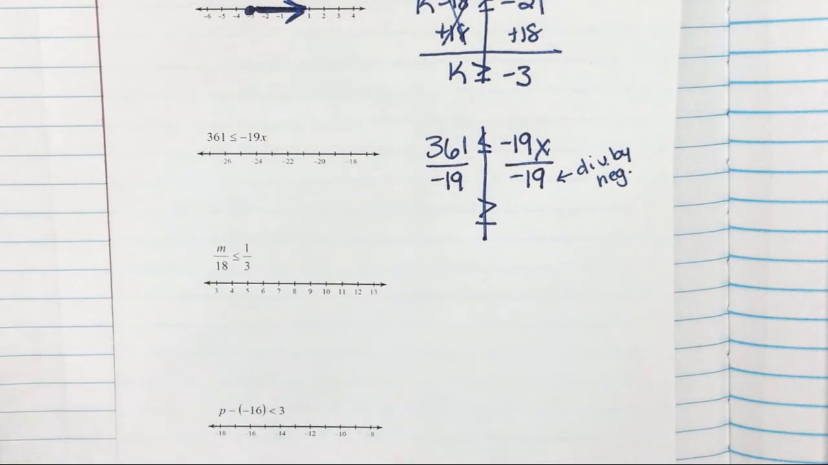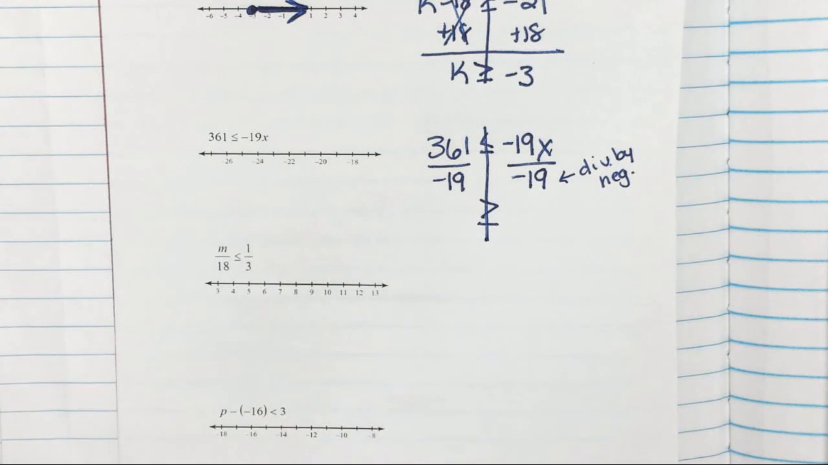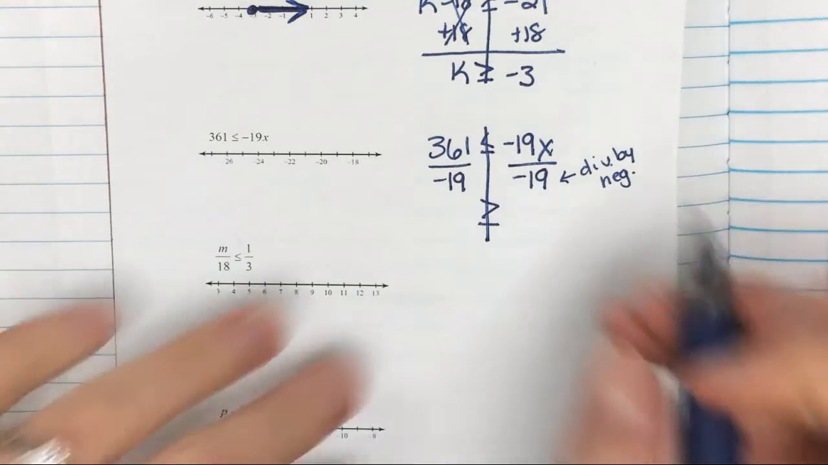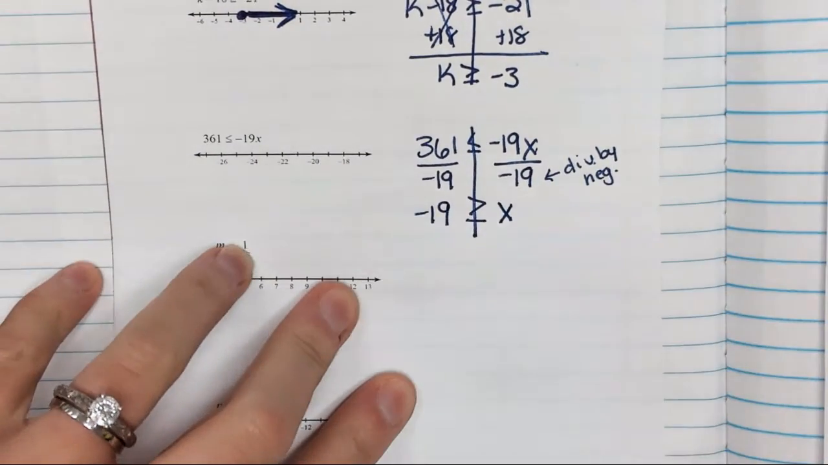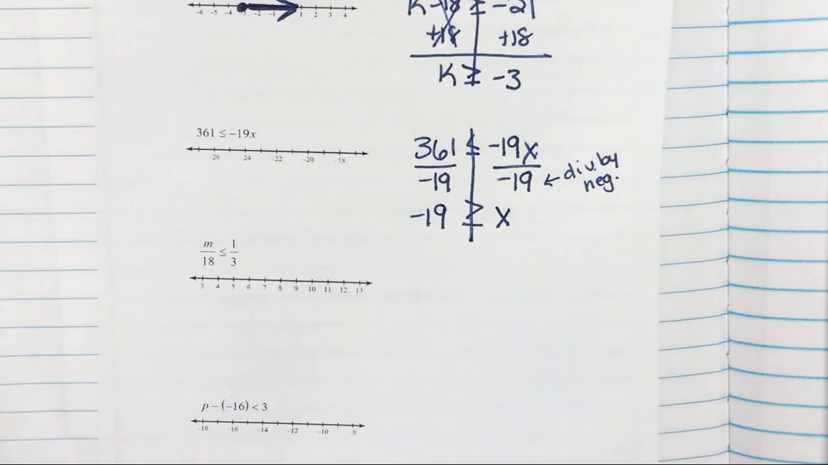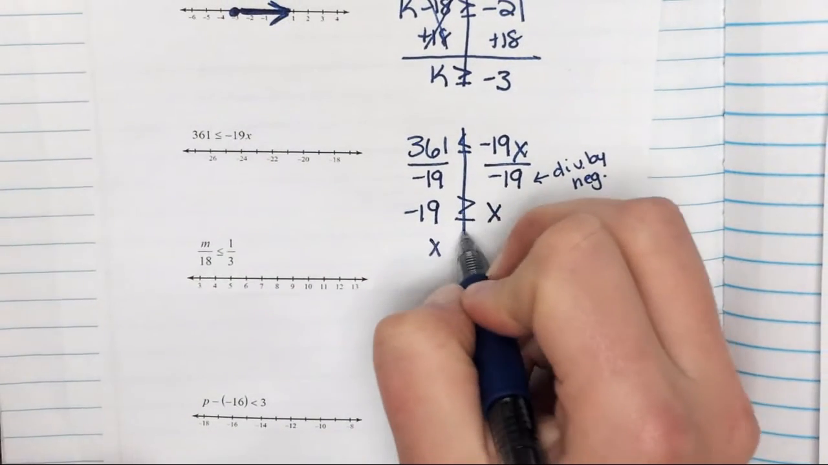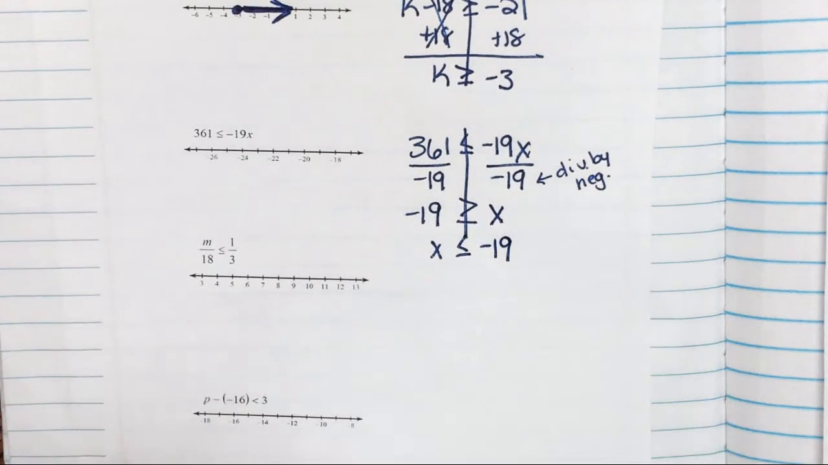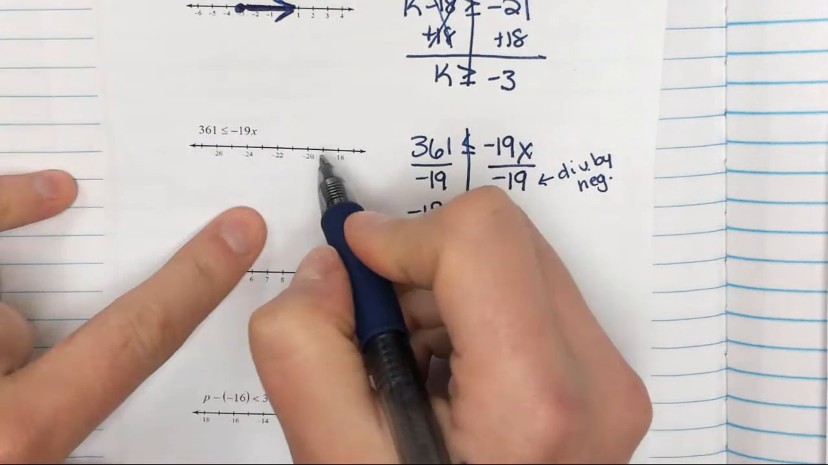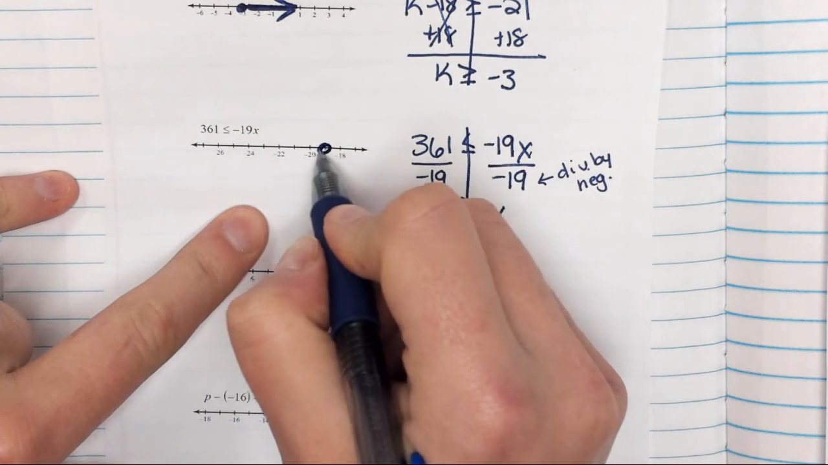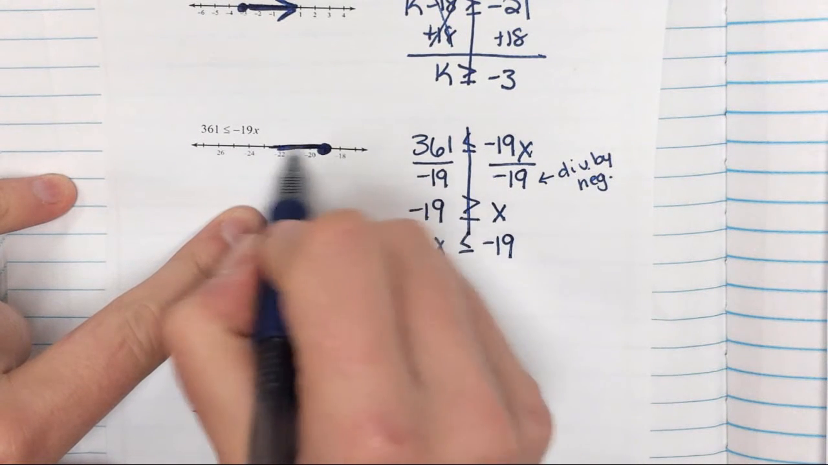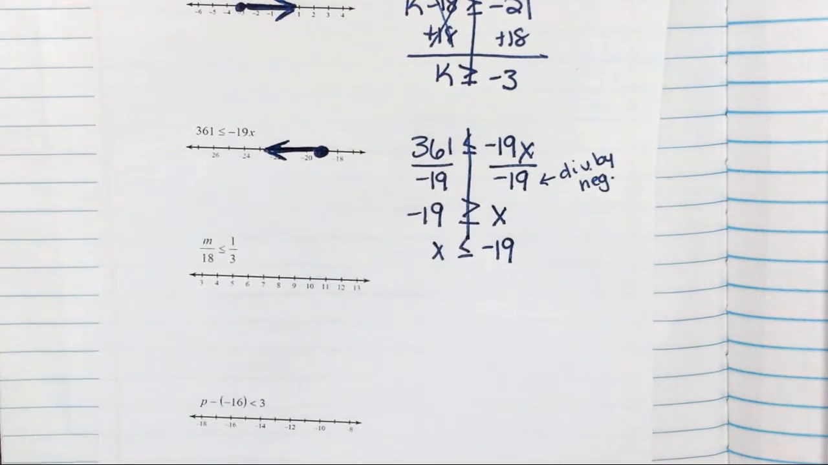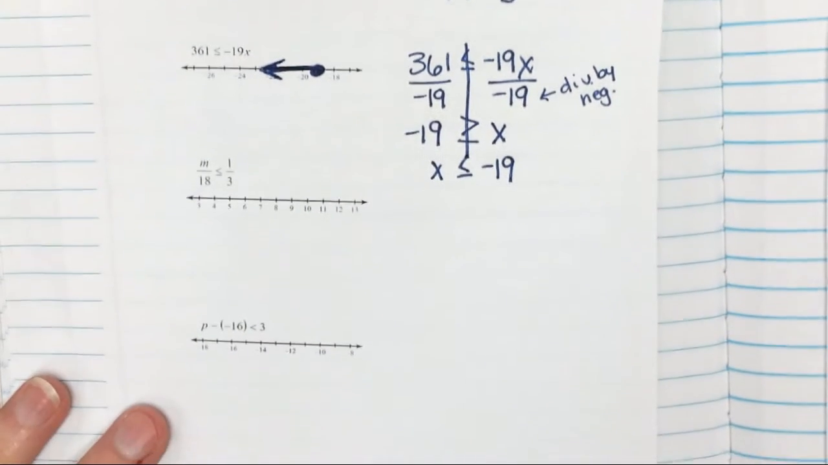361 divided by 19, I believe is 19. Let me just double check that really quickly. Correct. So this is going to be negative 19 is greater than or equal to x. And I'm going to rewrite this so that the variable is first. So I have x is less than or equal to negative 19. So I have a dot on negative 19, which is between negative 20 and negative 18. My arrow is going to point to the left because that's where all the numbers that are less than negative 19 are located.